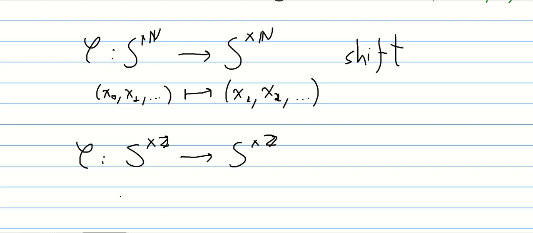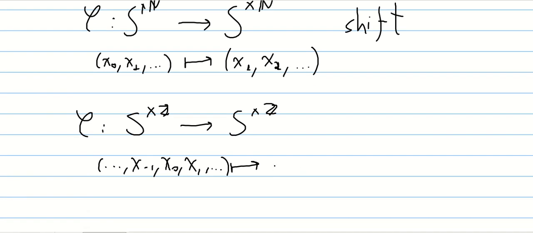Now, if we take ... x_{-1}, x0, x1, and so on, we're going to take it to ... x0, x1, x2, and so on. Here, there is no loss. Here, we lost completely the first value. Here, there is no loss.